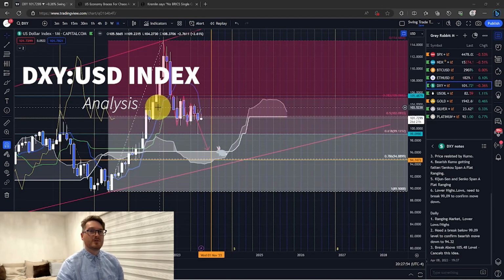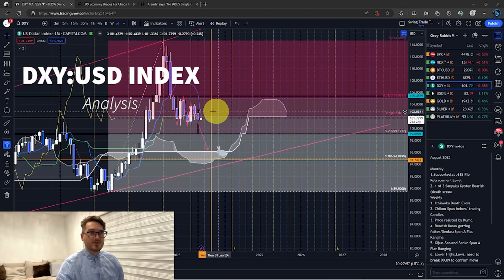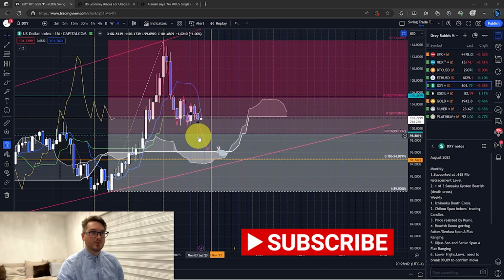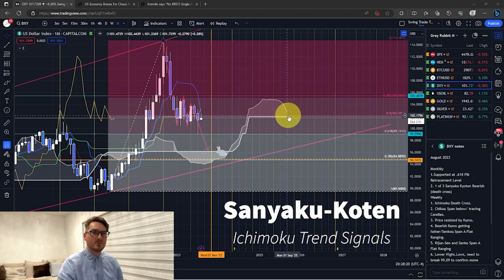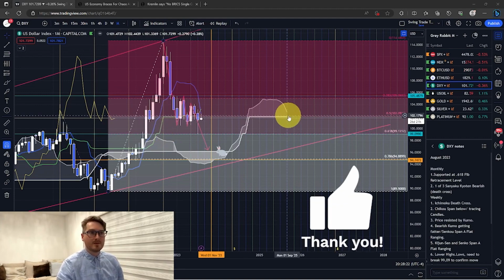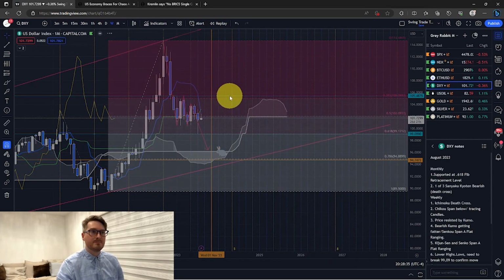Okay guys, we're here on the DXY US dollar index on the monthly chart. You can see on this Fibonacci retracement that price has been supported down here at the 0.618 Fibonacci retracement level. We had 1 out of the 3 Sanyaku Kouten bearish signals, so we have a death cross here. But we're still waiting for the Chikou span to get below the candles, and we're still waiting for a bearish Kumo cloud twist here. So we're going to keep an eye out for that. Let's head down to the weekly chart to get a little more detail.